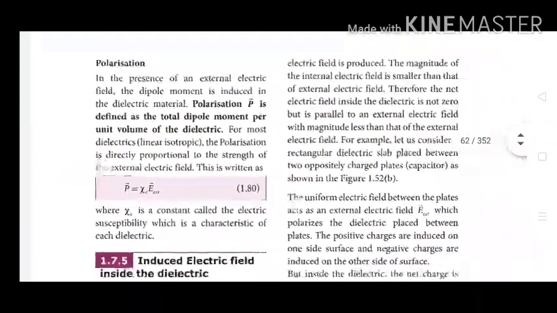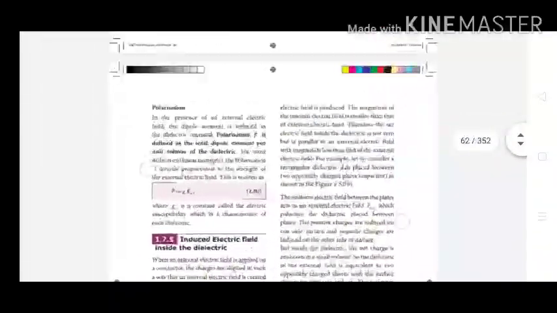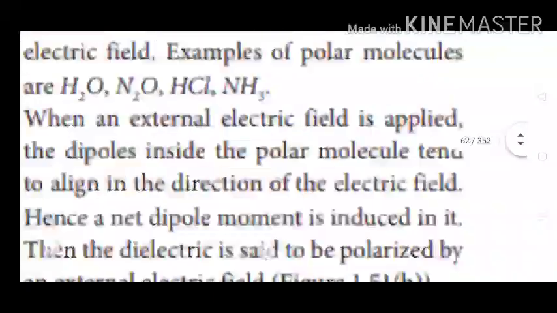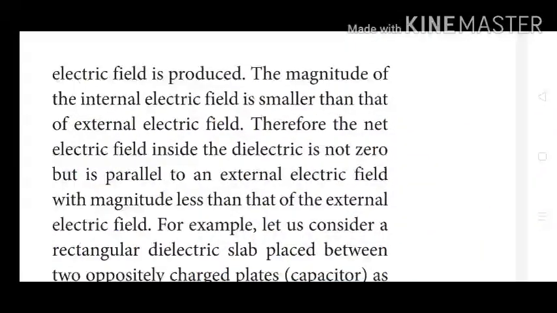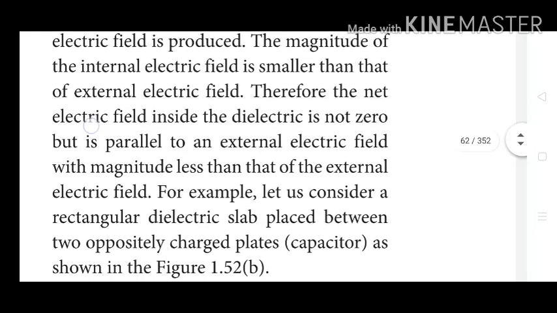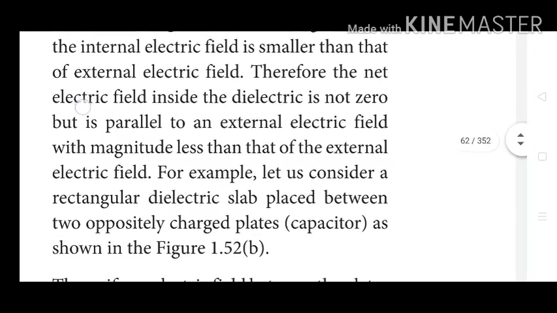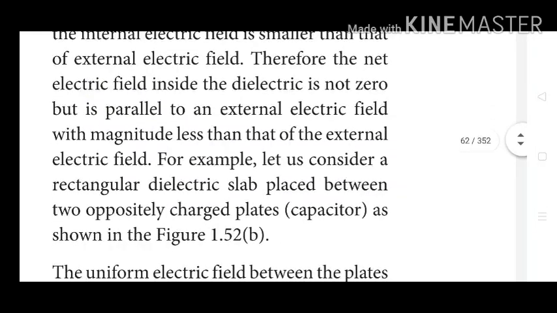That means an internal electric field is produced. The magnitude of the internal electric field is smaller than that of the external electric field. Therefore, the net electric field inside the dielectric is not zero, but it is parallel to the external electric field with magnitude less than that of the external electric field.